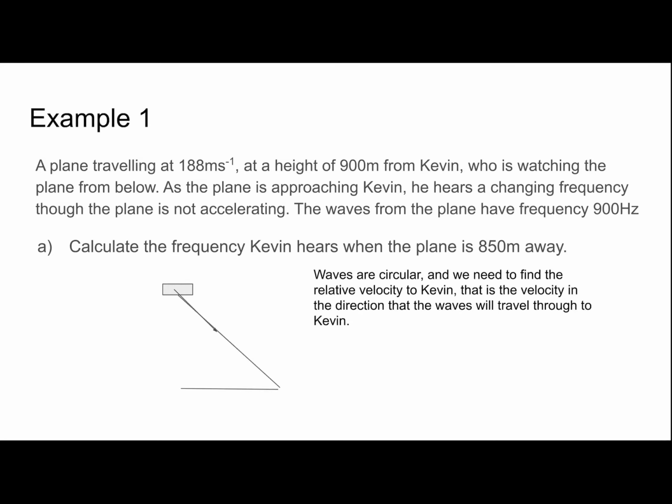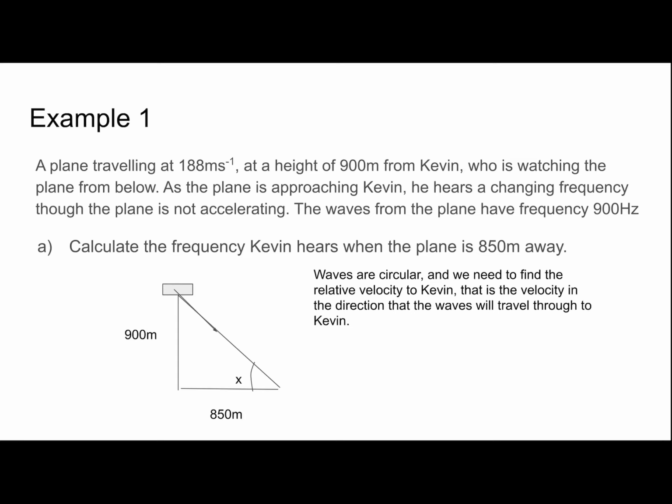Alright, so if we have a little bit of a vector diagram here, try this question for yourself. Calculate the actual observed frequency that Kevin hears given the information in the question. Alright, so for this question, some people might just say the relative velocity of the source to Kevin is 188 meters per second because the source is moving at 188 meters per second. However, that's a very incorrect misconception because that is not the relative velocity to Kevin.